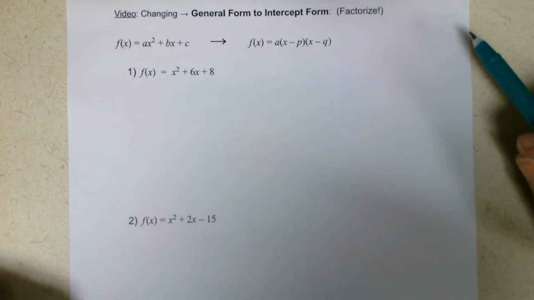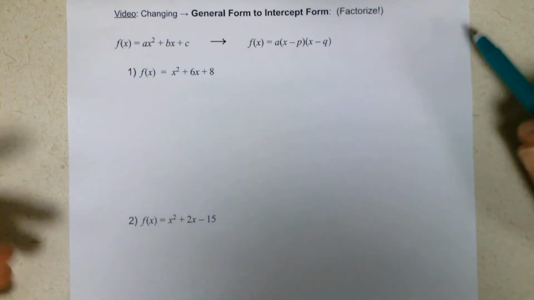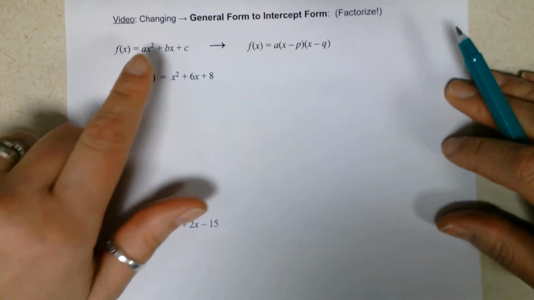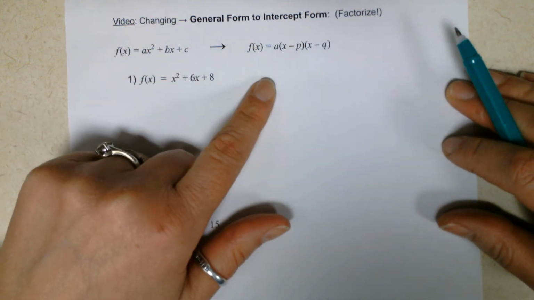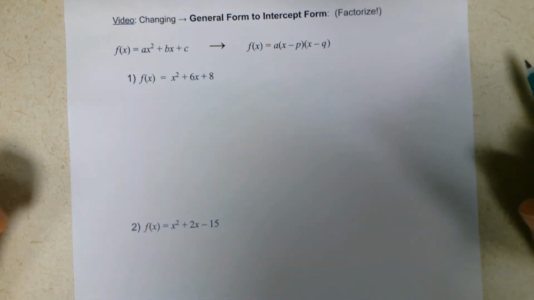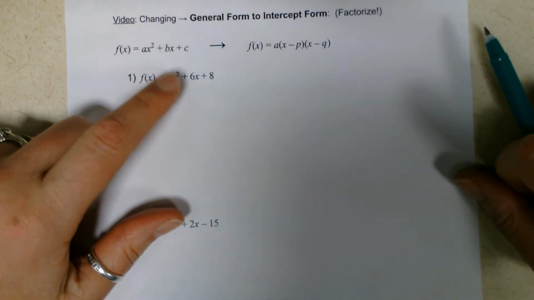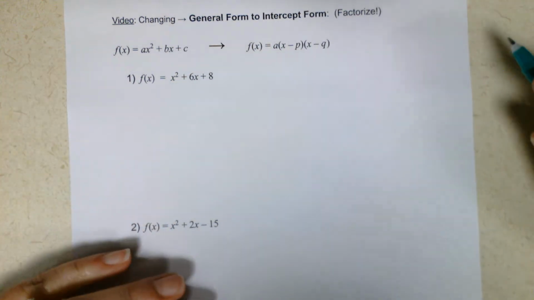So I'm just going to introduce you to a method that I like that, again, you may have seen or you may not. So what we're going to be doing is going from f of x equals ax squared plus bx plus c to f of x equals a times the quantity x minus p times the quantity x minus q. Okay, here we go. We have to go from no parentheses to parentheses. How do we get there?